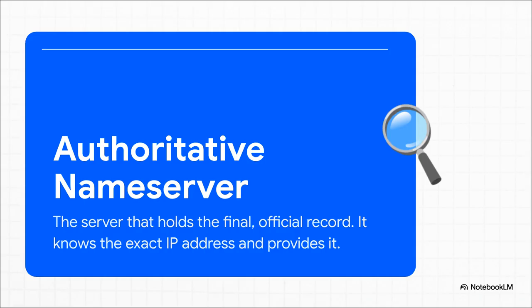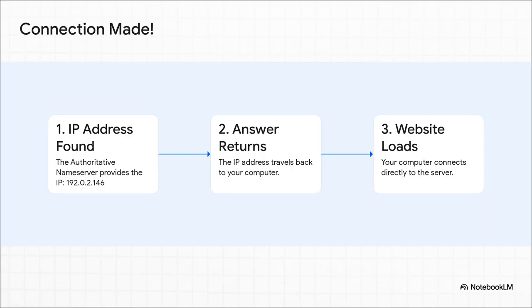We've finally arrived. This is it. The authoritative name server is the ultimate source of truth. The buck stops here. It holds the official final record that says theexplainer.com is located at this specific IP address. This is where the actual phone number is stored. So the authoritative name server provides the IP address. That answer then zips all the way back through the chain to your resolver, which then hands it off to your computer. And now, with the correct number in hand, your computer can connect directly to the website server. And boom, the page begins to load on your screen.